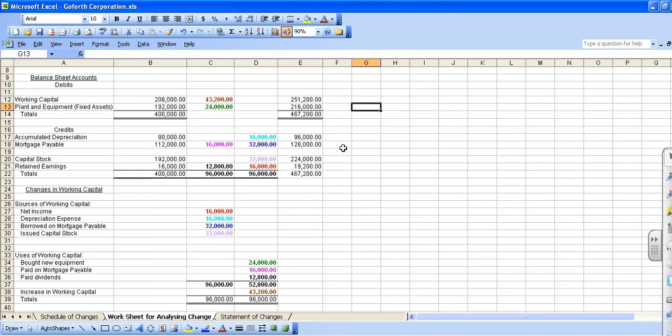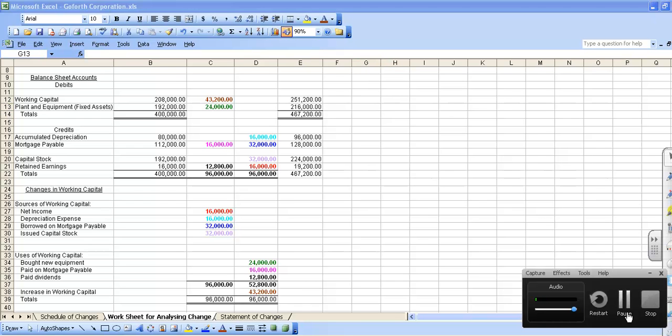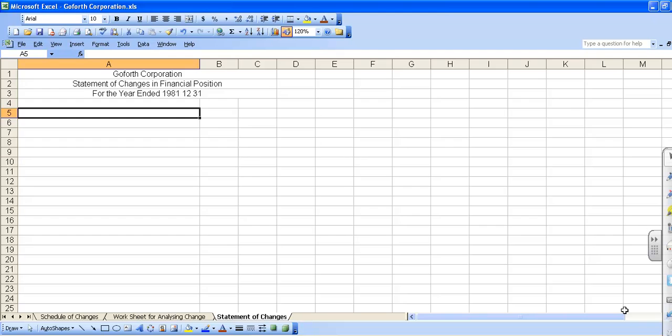Okay, so I'm going to pause the video again, and then we're going to do the statement of changes in financial position, which you are going to get from the bottom half of this page. So I will be right back. All right, we're back, and we're going to do the statement of changes.